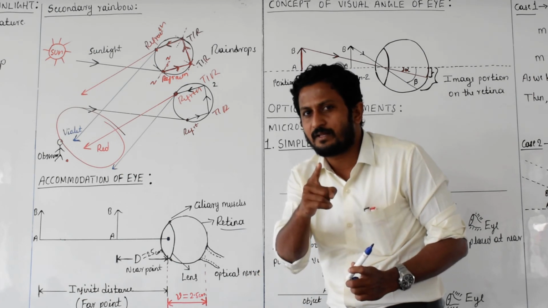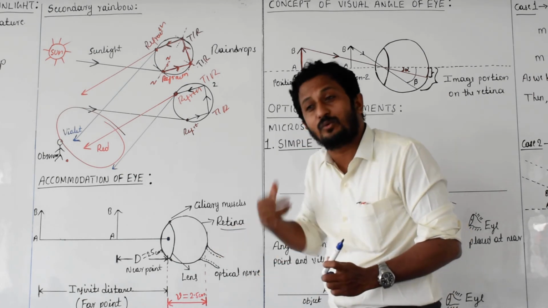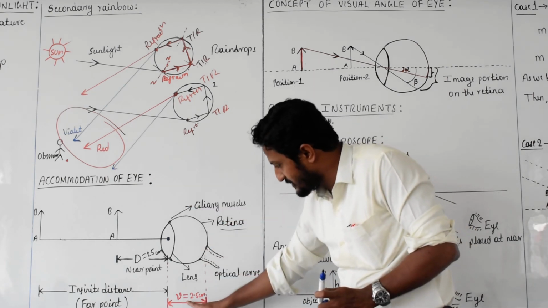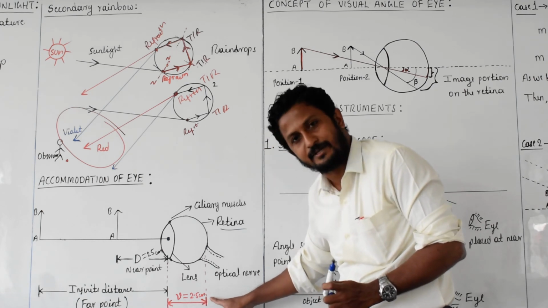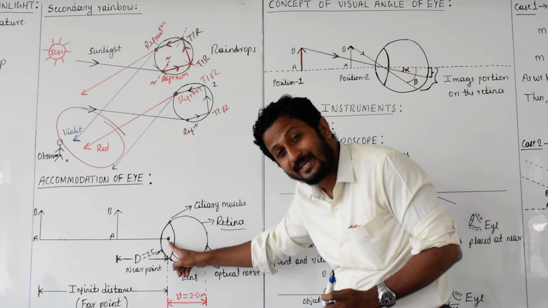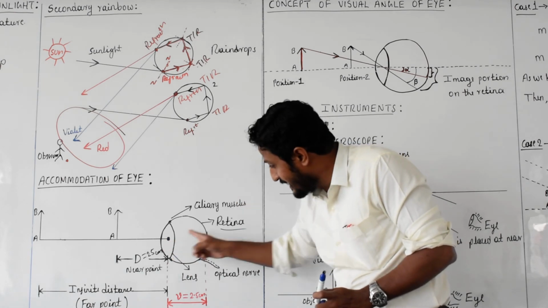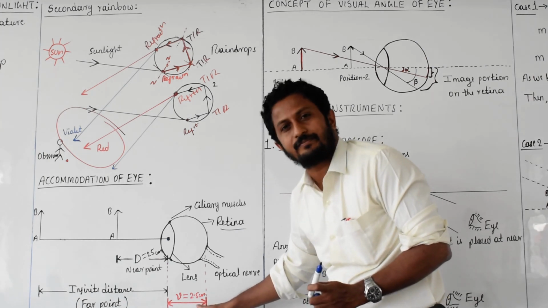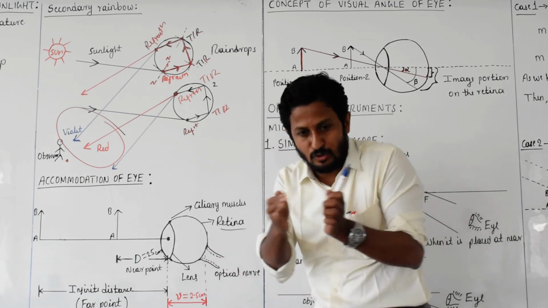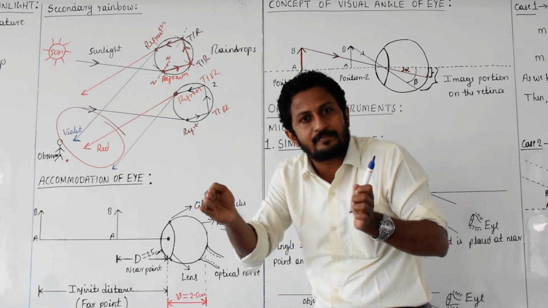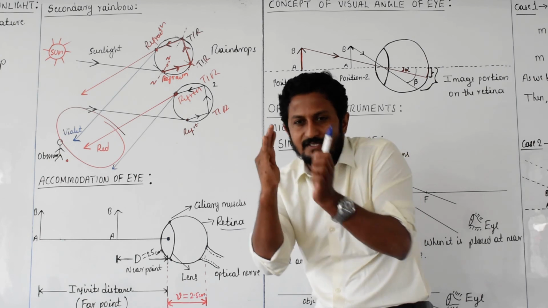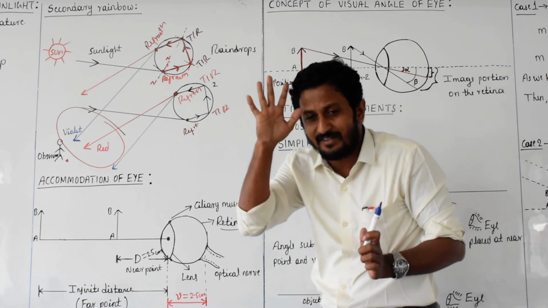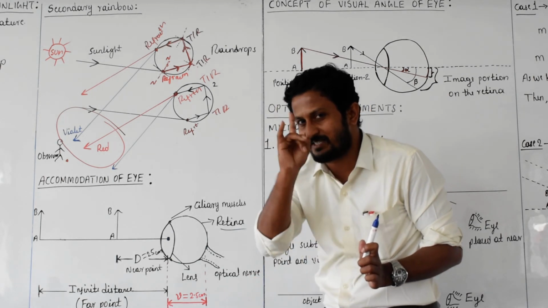Getting what I mean to say? When we get the image on the retina, then only we can see. That image distance is about 2.5 centimeter. The distance between the optical center of our eye lens and the retina is about 2.5 centimeter. This is fixed. The eye is not going to change its shape like this. This is the eye lens, optic center, this is the retina. This distance is about 2.5 centimeter. It is fixed, I mean the image distance is fixed.